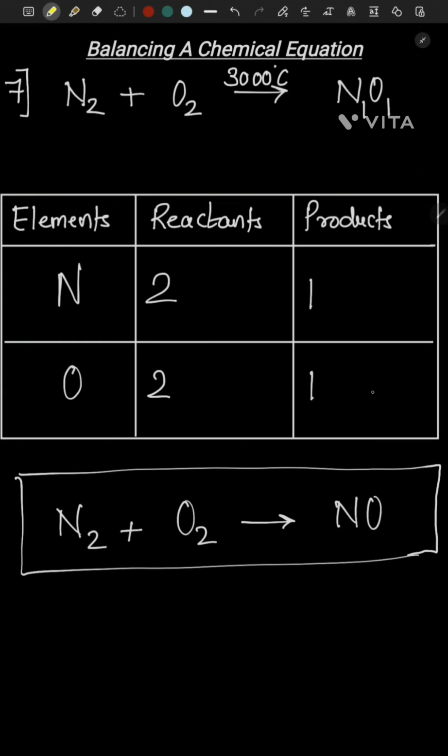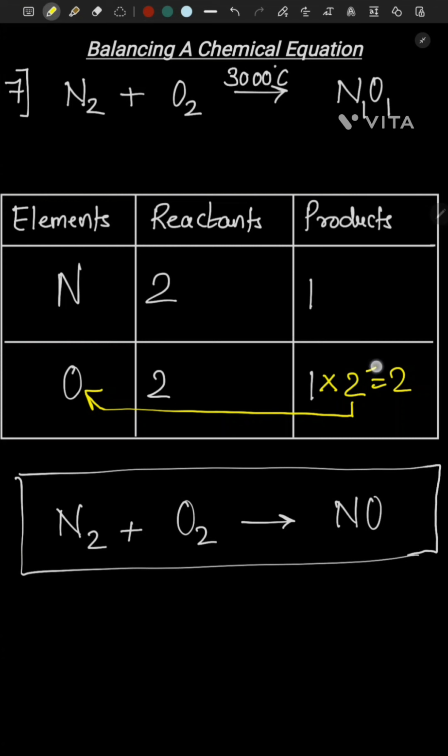So oxygen gets balanced with 2 and 2, whereas this 2 will also bring the change in the nitrogen atom, as 1 times 2 is 2. Earlier it was 1 and now it becomes 2. And when you see, even the nitrogen gets automatically balanced with 2 and 2.